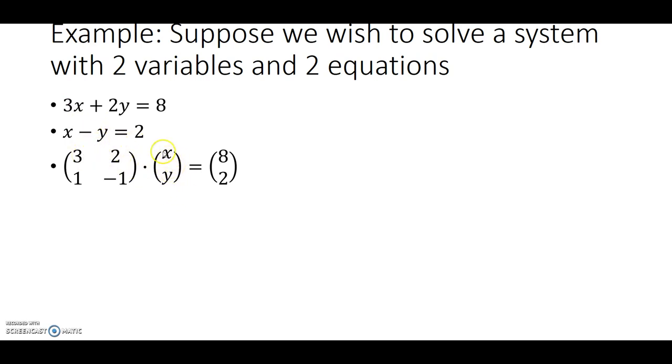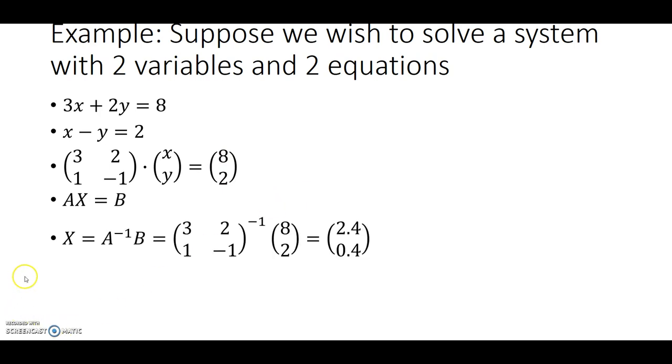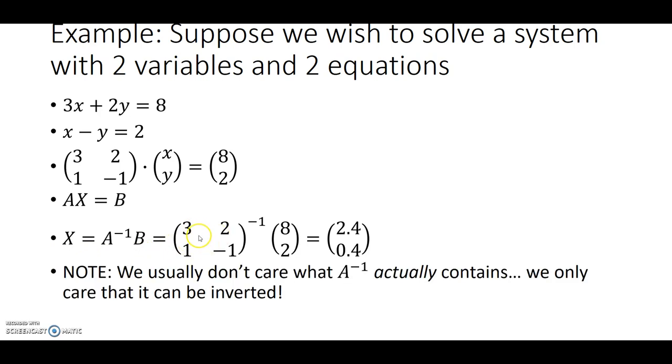Now if we were to multiply it back in, we'd have x times the 3, 1 vector plus y times the 2, negative 1 vector, which is really just this expression over here. And all I've done on the right is turn that into a matrix. So I have something of the form AX equals B. And what I can do is multiply both sides by A inverse on the left, and I would get X equals A inverse B.